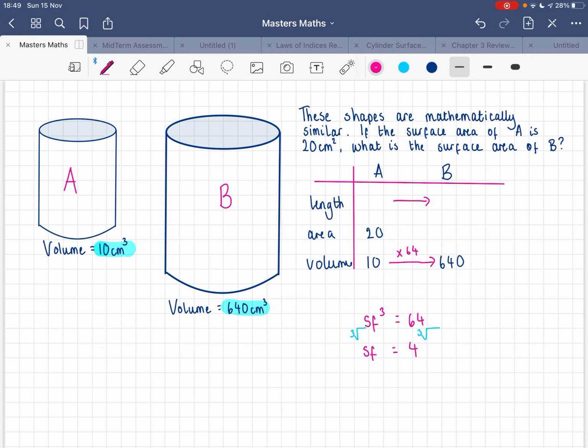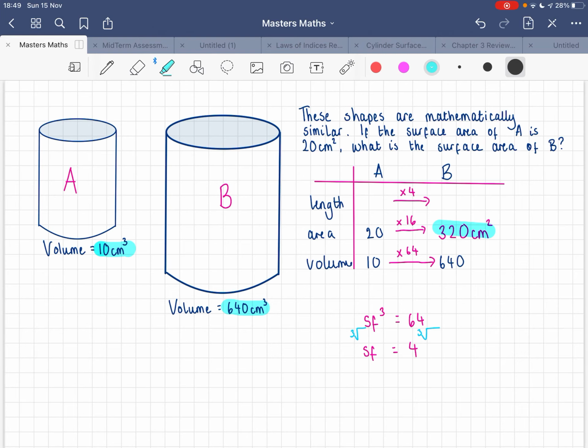So that means to work out the length, if I was asked to, which I'm not, I would multiply by 4. And then I can use that to work out my scale factor for area. So I have to times by 4 squared. 4 squared, 4 times 4 is 16. So to find the area, I need to do 20 multiplied by 16, which is 320 centimetres squared. And that's my answer.